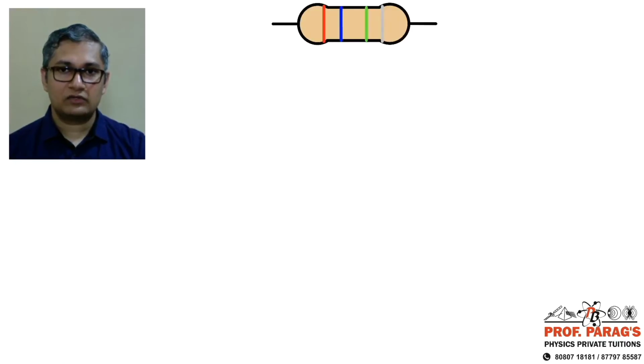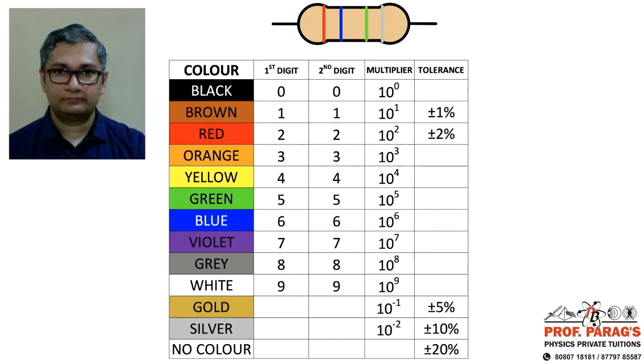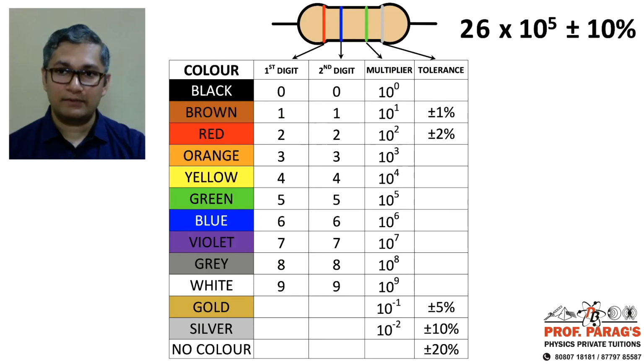Okay, let's take another example. So now I have a second resistor. The colors are red, blue, green and silver. So we have our table ready. First band here is again red, which is the number 2. Blue is for number 6. Green, the multiplier, is 10 raised to 5. And silver, the tolerance, is plus minus 10%.